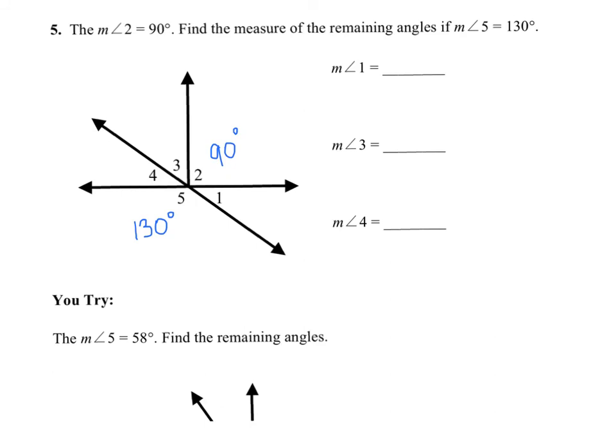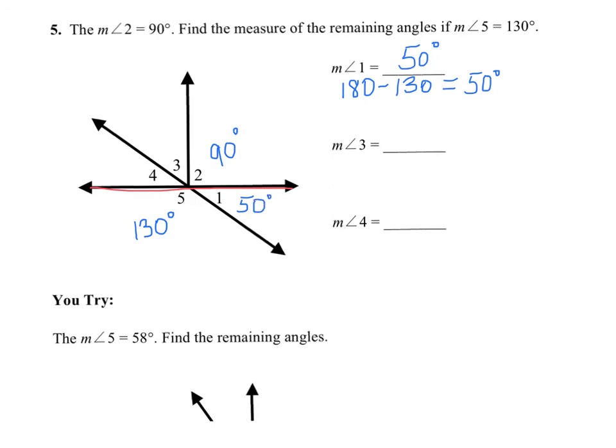So first, let's look. We want to find the measure of angle 1. Here's 1 right here. And what do you notice about 5 and 1? They are what types of angles? Well, it is a straight line. So they are supplementary. So what do you need to do here? Well, you are going to subtract 130 from 180. So you're going to say 180 because it's supplementary, minus 130, and that's going to give you 50 degrees. Therefore, the measure of angle 1 is equal to 50 degrees. So let's plug that in.